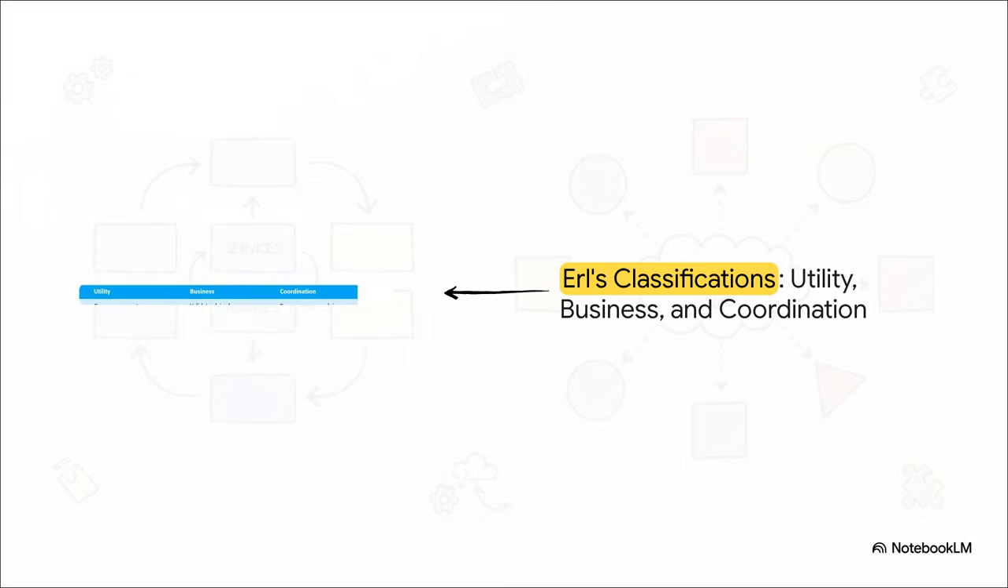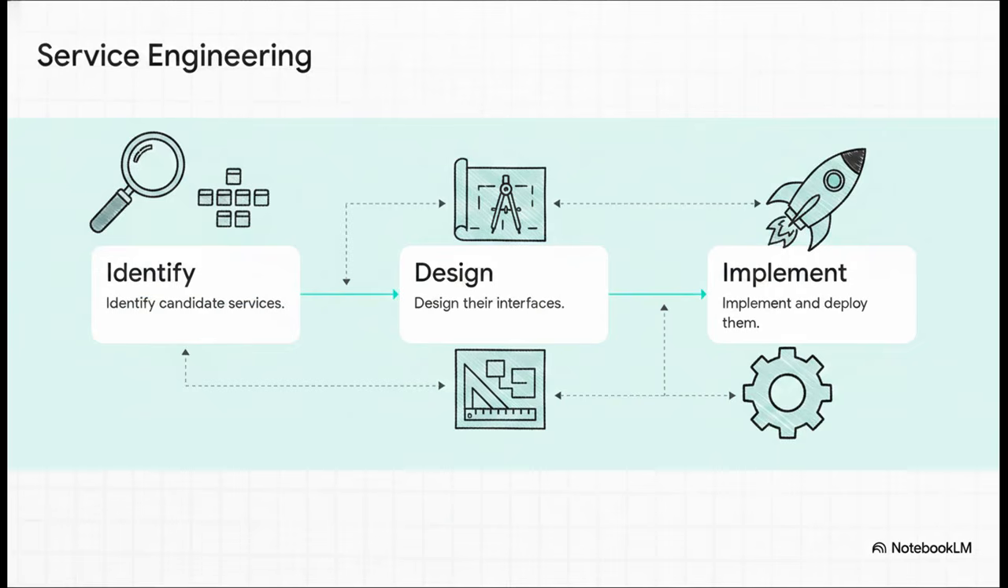Next, recall the service classifications. You need to ensure you can recognize the difference between utility services, like a currency converter, business services, like checking a credit rating, and coordination services, which are the ones that control workflows. Also, let's recap the 3 overarching stages of the service engineering process. You really need a perfectly structured mental model of this lifecycle. First, you identify candidate services to build. Second, you design their interfaces. And third, you implement and deploy them.